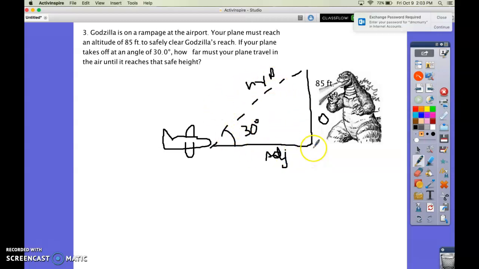Now, the question is, which side is the plane going to travel, this way or this way? Well, to get the safe height, it's going to have to go this way. You go this way, you're just going to stub Godzilla's toe, and that's just going to make him mad. So let's not do that.